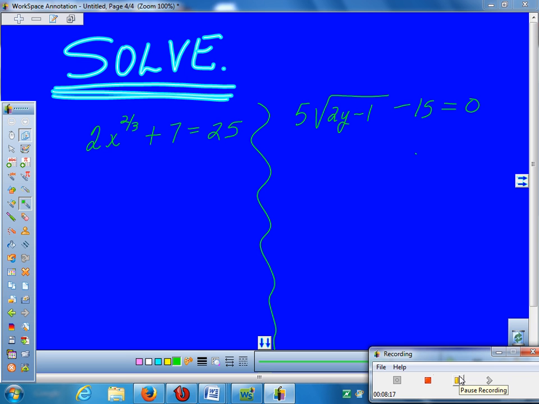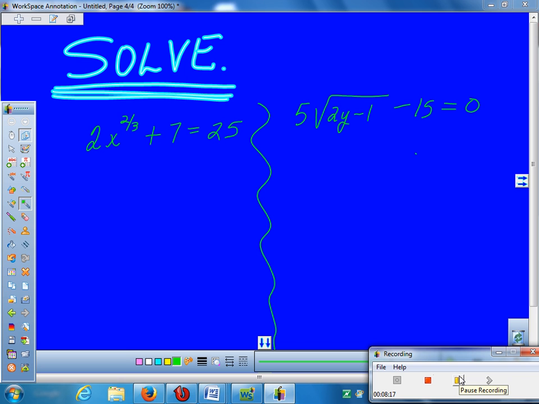Okay, you'll notice the problem on the left has a fraction exponent. Fraction exponent is the same thing as a root. That fraction is a root. The one on the right has the root in it. So actually how you solve these is exactly the same way. If it's got a fraction, I would leave it as a fraction. If it's got a root, leave it as a root.